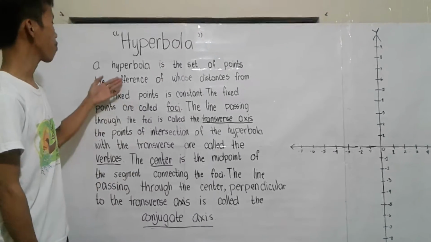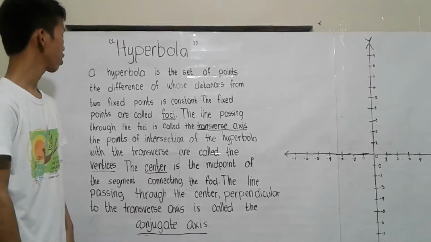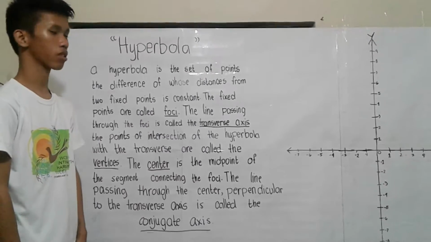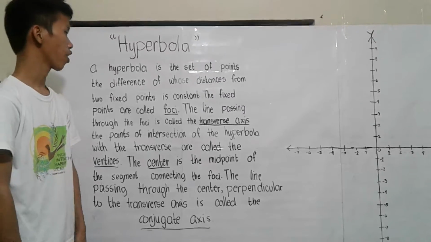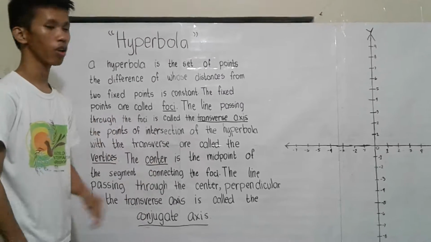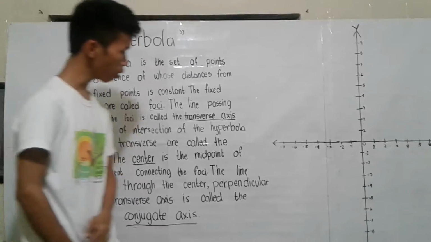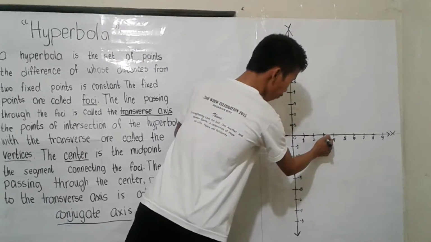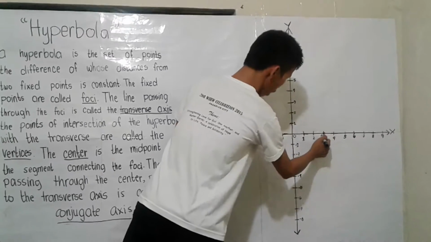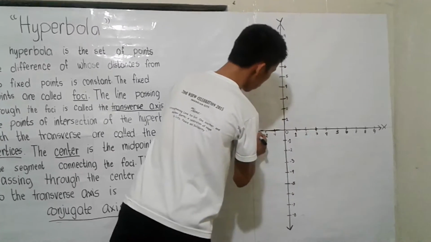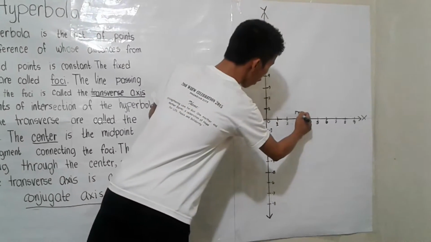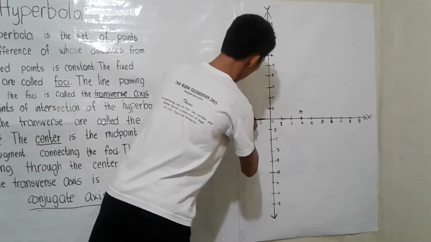A hyperbola is the set of points, the difference of whose distances from two fixed points is constant. The fixed points are called foci. If this is a foci, they have a fixed point: F1 and F2.